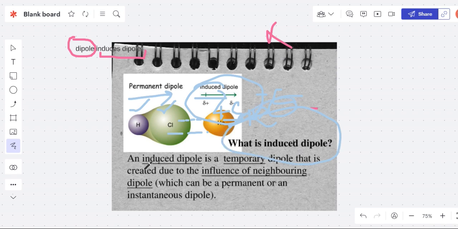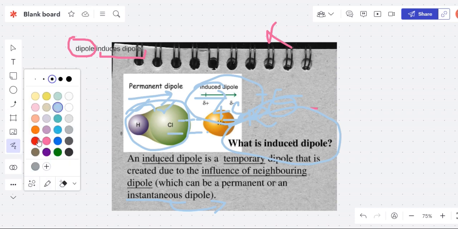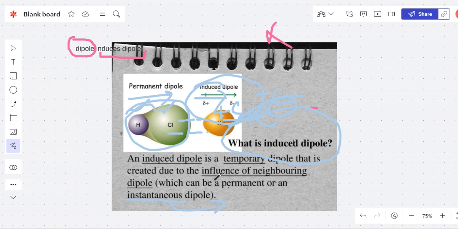So we can read this definition here as well. What is an induced dipole? An induced dipole is a temporary dipole moment that is created due to the influence of a neighboring dipole molecule, which can be a permanent or an instantaneous dipole. Instantaneous means for a time interval, for a very short time interval, which means a temporary dipole. Then I'll be discussing what instantaneous dipole interaction is in this video.